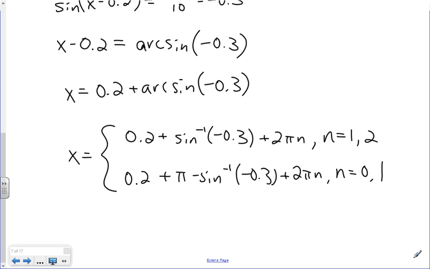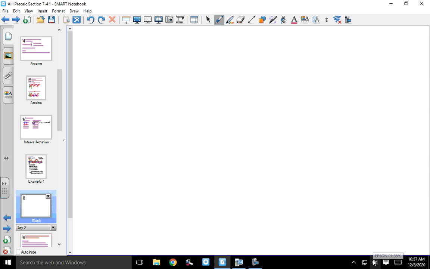All right, hopefully that looks a lot like the problems that you've already done involving arc cosine, and that there's not a lot that's different here. But nonetheless, that's the technique we're using to solve these problems. That right there is the end of the first half of section 7.4.